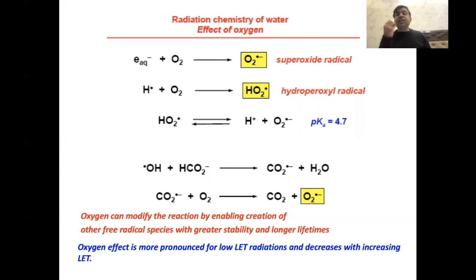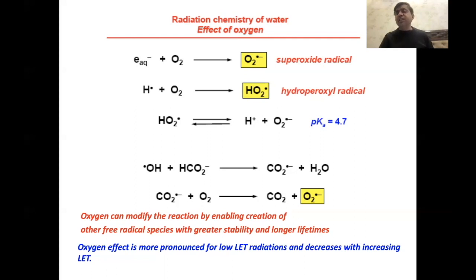Then there's one more factor: our body system contains the carbon dioxide cycle, where the hydroxyl radical, when combined with bicarbonate, leads to the CO3 radical and water. Then this radical again reacts with oxygen to form CO2 gas and the superoxide radical. So this superoxide radical is the most notorious one in the oxygen effect. The oxygen can modify the reaction by enabling the reaction of other free radical species with greater stability and longer lifetime. This oxygen effect is more pronounced for low LET and decreases with increasing LET.